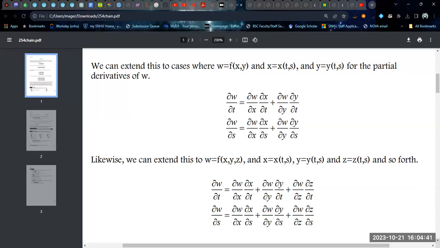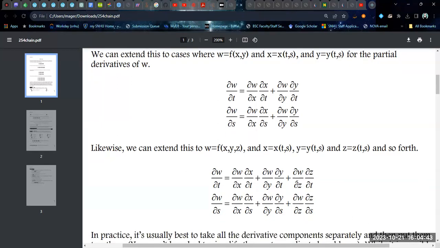And then in the three-dimensional case, of course, if your original function was of 3 variables and x, y, and z were also in terms of 2 variables, then you would add on your third component: the partial derivative for w with respect to z times the partial derivative of z with respect to t in the t derivative, and the partial derivative of w with respect to z times the partial derivative of z with respect to s in the s derivative.